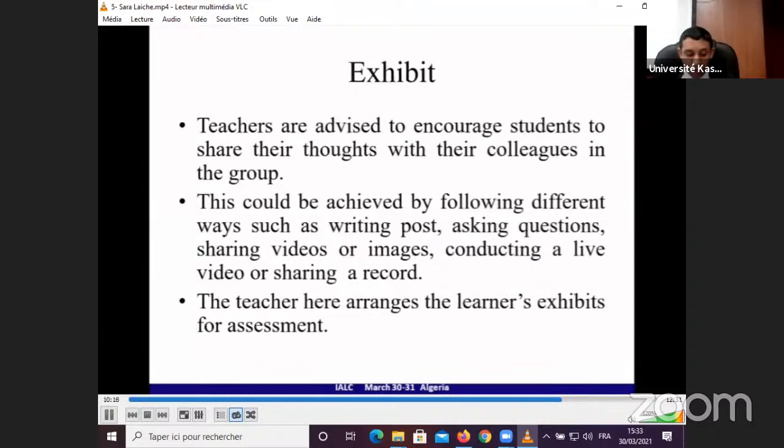Here, teachers are advised to encourage their students to share their thoughts with their colleagues in the group. It could be achieved in different ways, like writing a post, asking questions, commenting, sharing videos or sharing a record. The teacher here arranges the learners' exhibits for assessment.